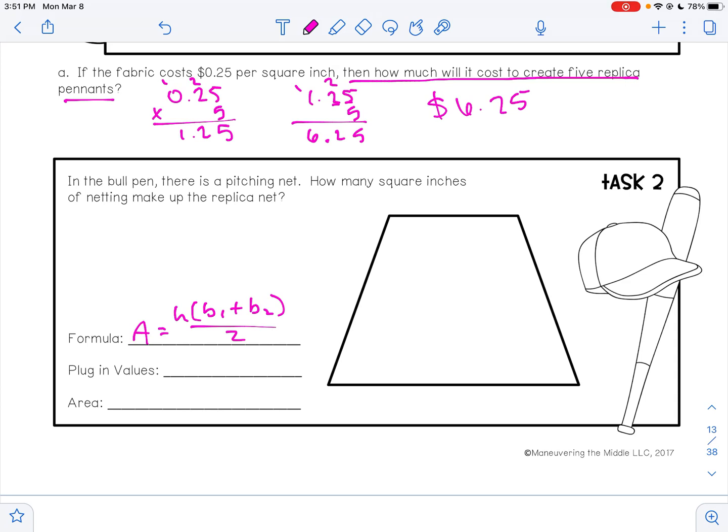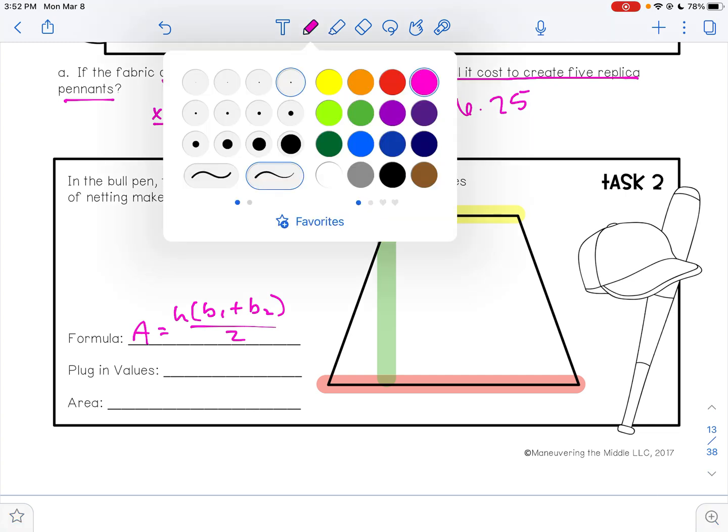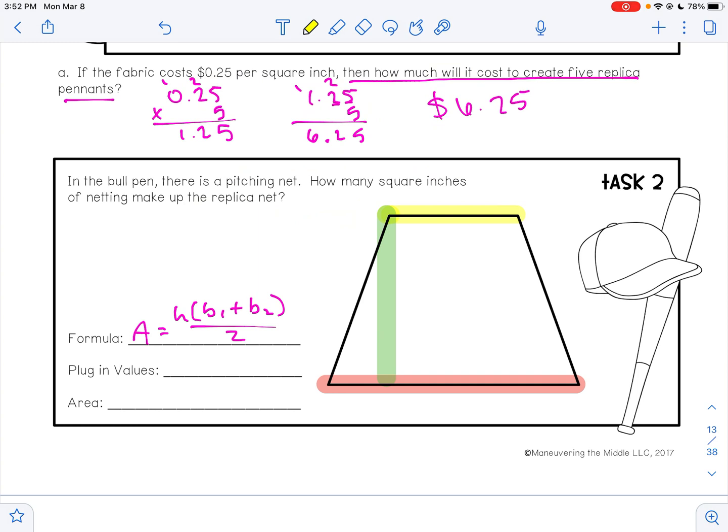Based on my formula, I know I need height, base 1, and base 2. So I want you to measure base 1, measure base 2, and measure the height. Remember, the height is from the tallest point, and it makes a 90-degree angle with the base. So go ahead and pause and measure those things, and then after you have, come on back and check your answers. All right, so hopefully you're back.